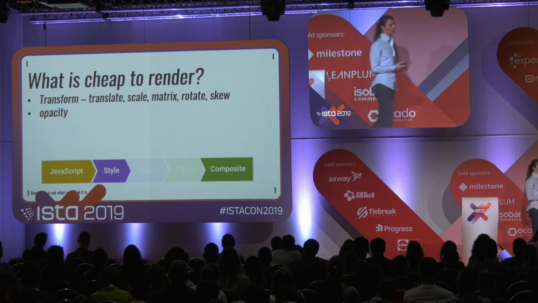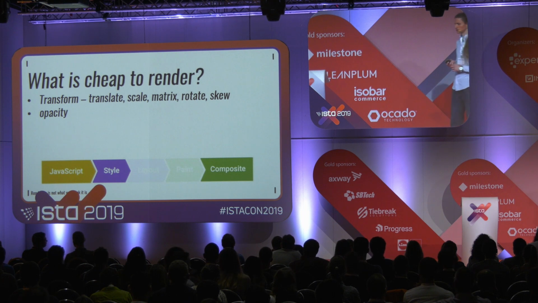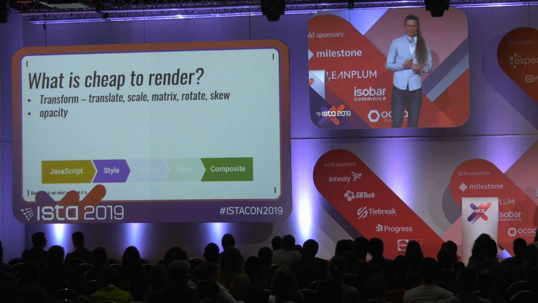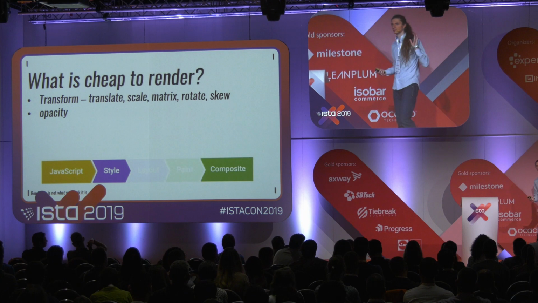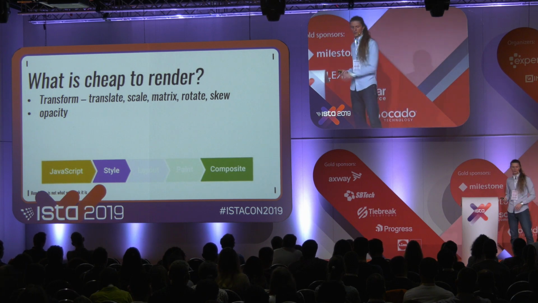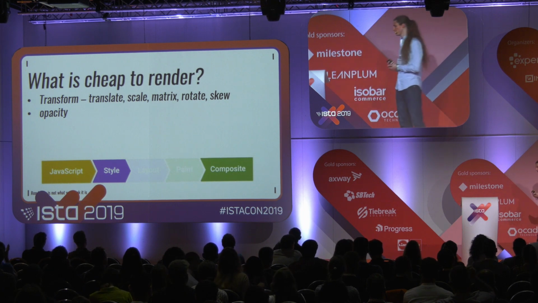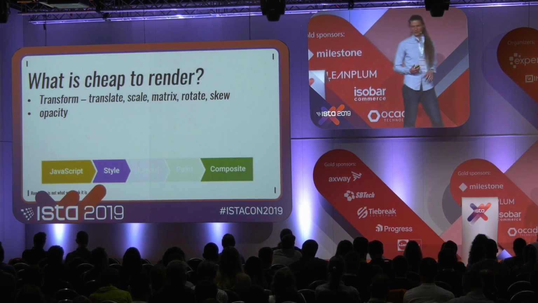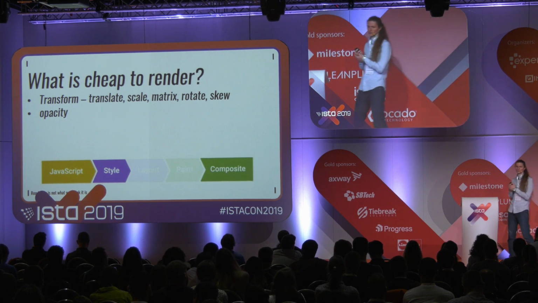But enough about the expensive things. Let's talk about some things that are actually cheap to render. Transforms, like translate, scale, matrix, rotate, skew, they're actually cheap. And this is for a specific reason. Because if we go back to the way we talked about how pages are rendered, from the DOM tree, through the styles, from the layout, and the layers, at the very end of all this was the compositing. And if we can skip all the first steps in this workflow and we can just go to compositing, it will be much cheaper. And this is exactly what happens with transforms.